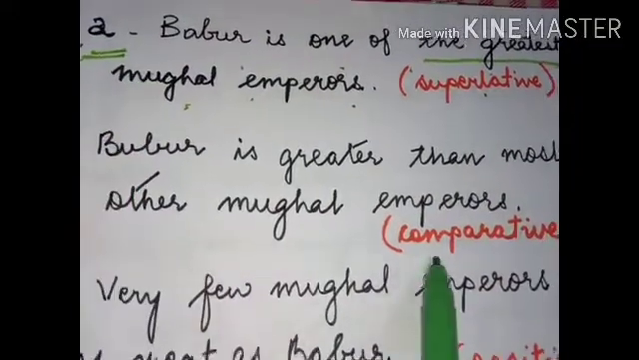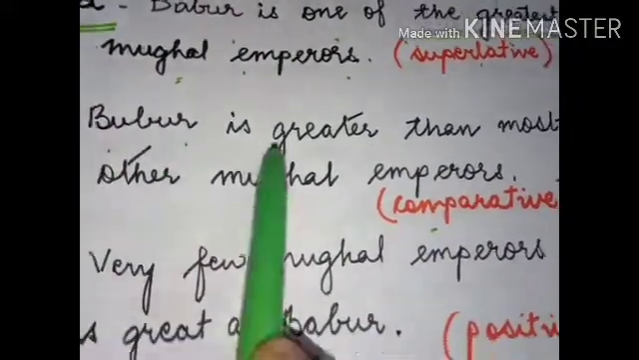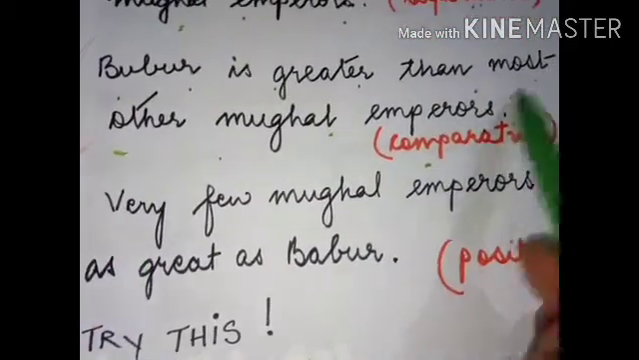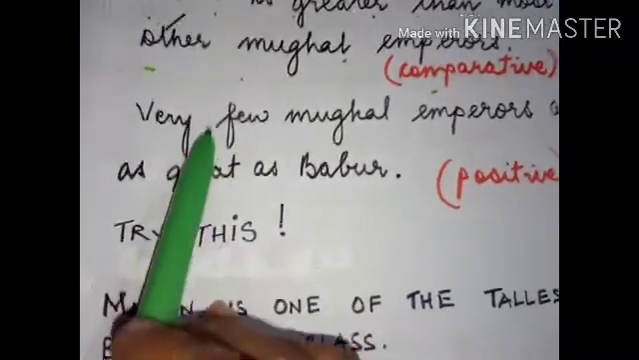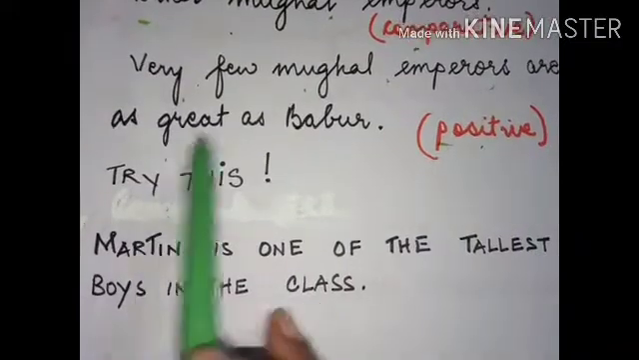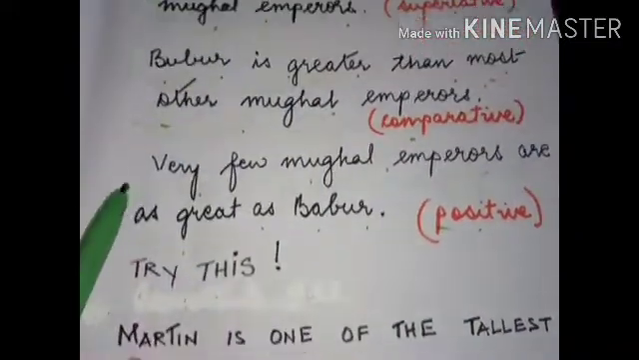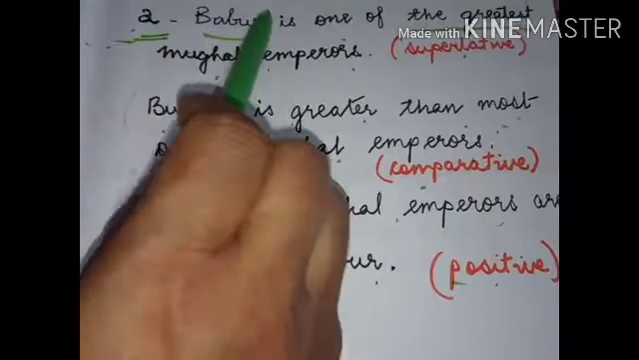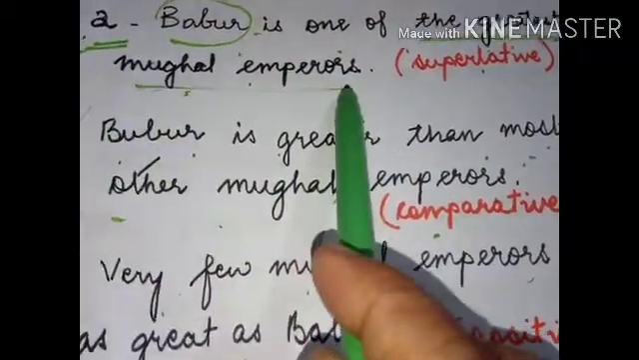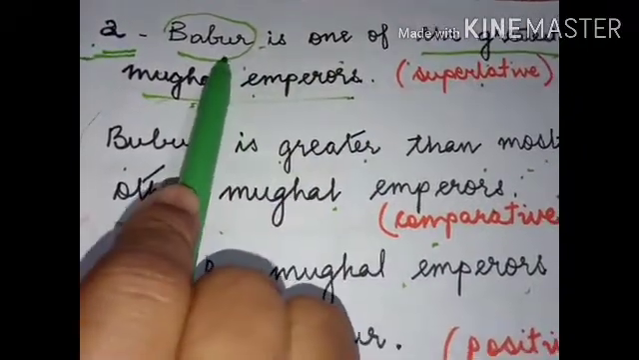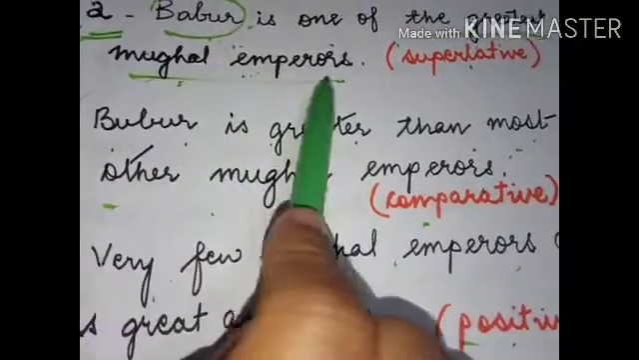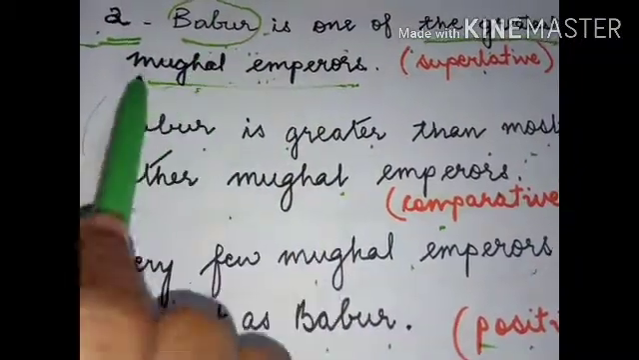Now you have to convert into comparative, then the pattern is Babur is greater than most other Mughal emperors. So we're adding most other than, not any other like the previous one. So the third one is in the positive degree. Very few Mughal emperors are as great as Babur. Now in both the patterns you have seen that one of the nouns is compared to many more than two other nouns. He's compared to all the Mughal emperors. So he's not the greatest Mughal emperor, but the meaning is that he's one of the greatest Mughal emperors. So there are many great Mughal emperors. He's also one of them.